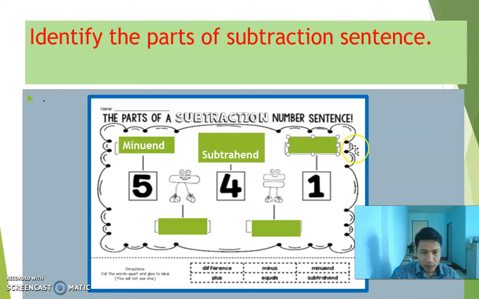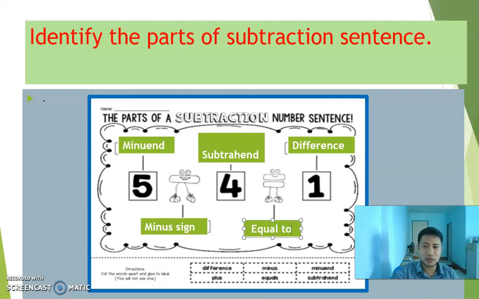And of course, the answer here, 1. We call that one as your difference. How do you spell difference? D-I-F-F-E-R-E-N-C-E. Difference. What is difference? Difference is the answer of your subtraction or your subtraction sentence. How about this one? This symbol here. Of course, we called it minus with a minus sign. And of course, this very important symbol shows that both sides are equal. Of course, we call this as your equal to, right?